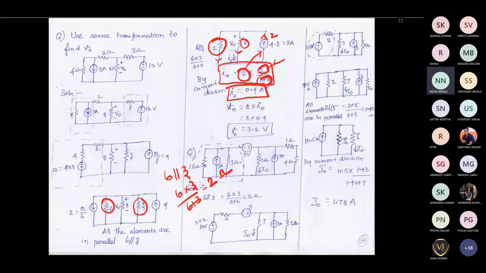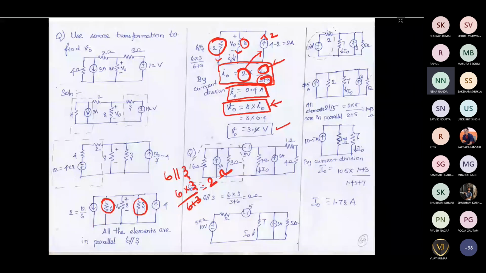Now V naught, that is the voltage across the 8 ohm resistor, can be given by 8 into I naught. I naught is nothing but the current flowing through that path, that is 0.4 ampere. So 0.4 into 8, that is nothing but 3.2 volt.